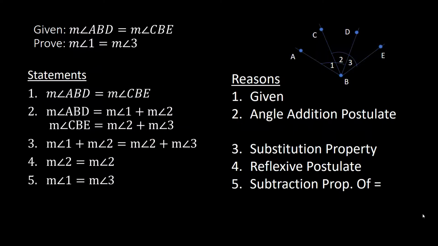And that concludes the proof. We took our original statement and ended up with what we're trying to prove, where measure of angle 1 equals measure of angle 3. So we are finished with proofs for this lesson, and in the future we'll get more into proofs and discuss them in more detail.